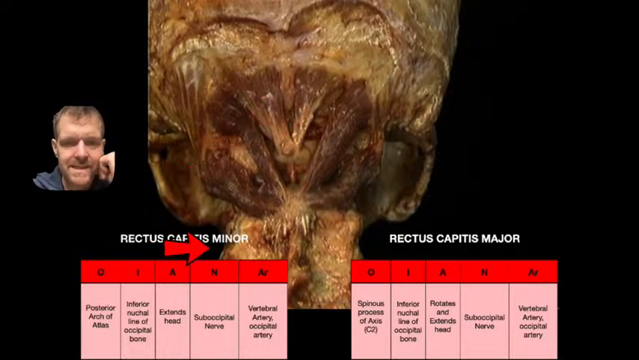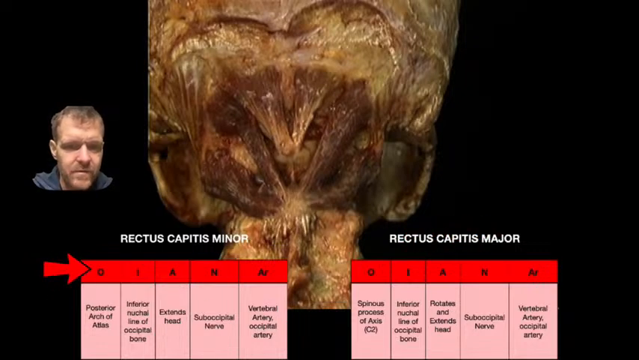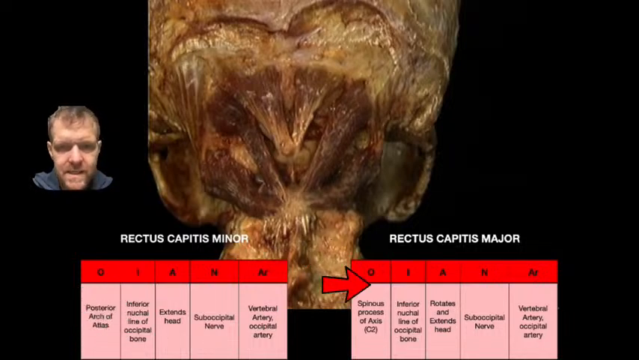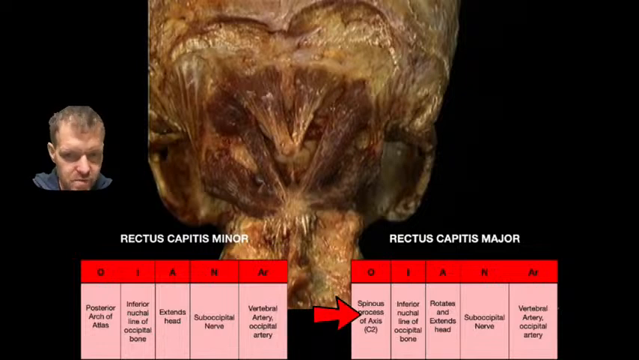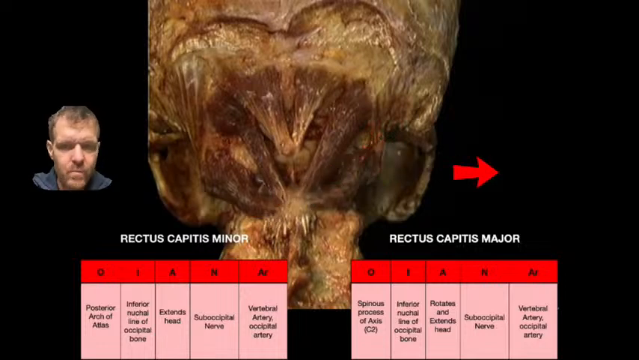So we've got rectus capitis minor and rectus capitis major. If you remember, the minor was the posterior arch of the atlas onto the inferior nuchal line, and the rectus capitis major was the spinous process of C2 onto the inferior nuchal line. So one started a little bit lower, one started a little bit higher.